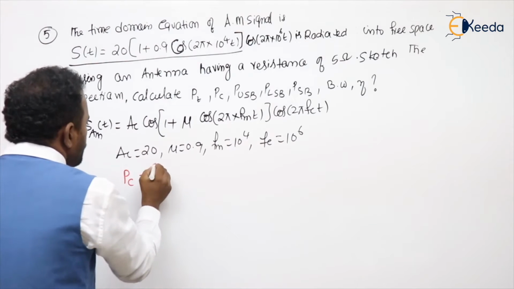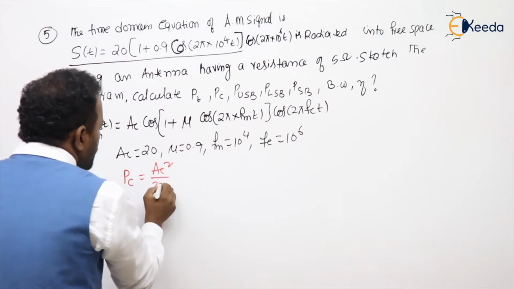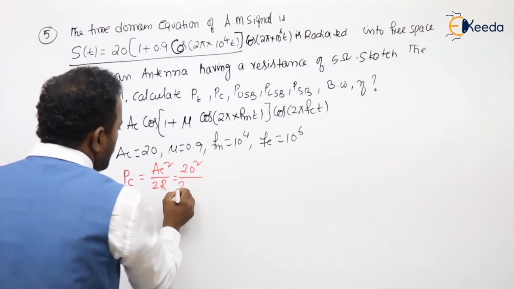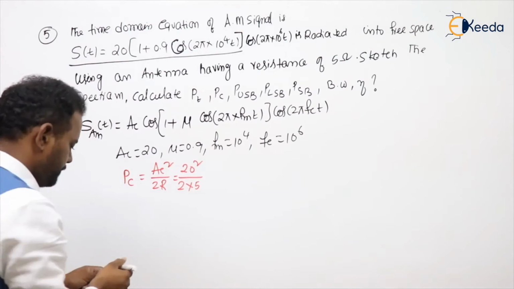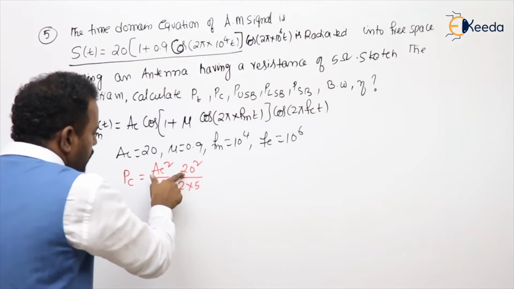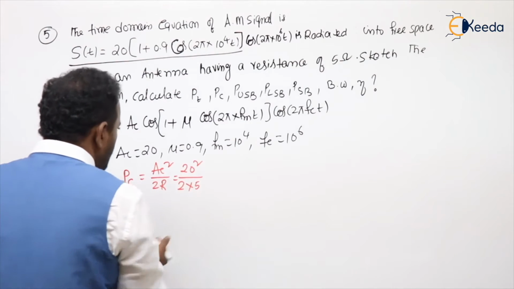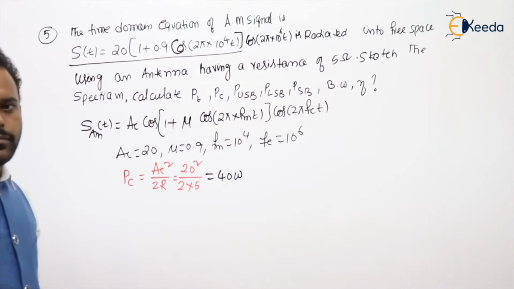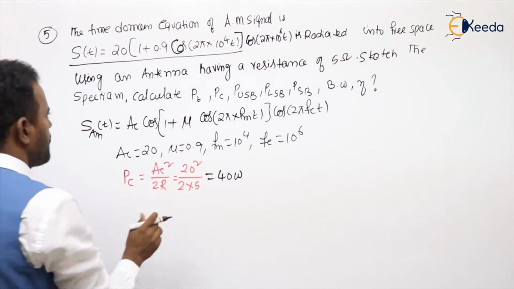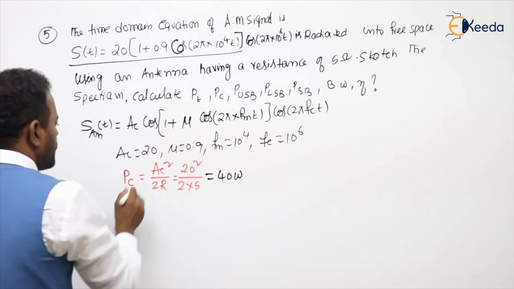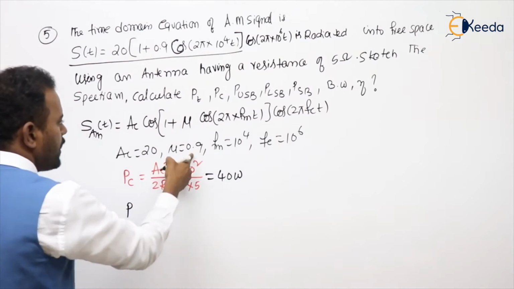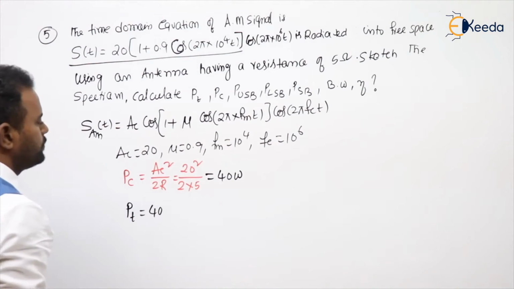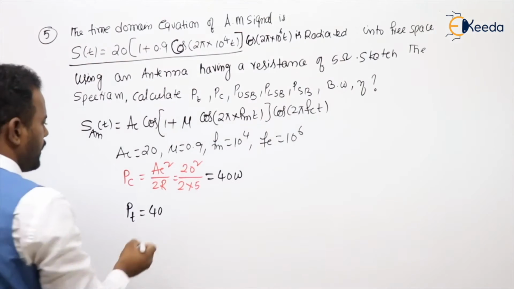What is the PC formula? Ac square by 2R. What is the Ac value given? 20 square by, resistance is given 5. 20 square means 400 by 10. 400 by 10 means 40. Got my point? Next. Calculate the PT directly because mu value is already there. So PT equal to PC into 40 into, following my point or not?